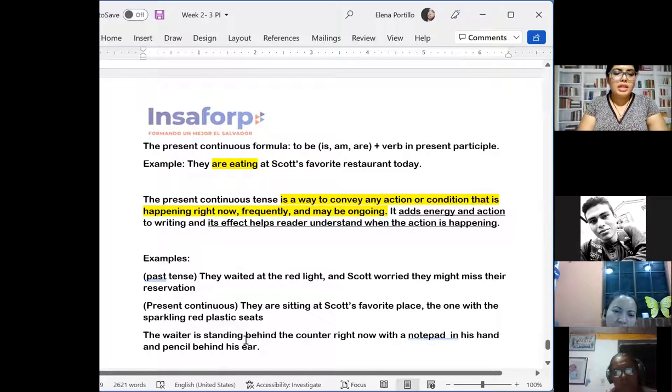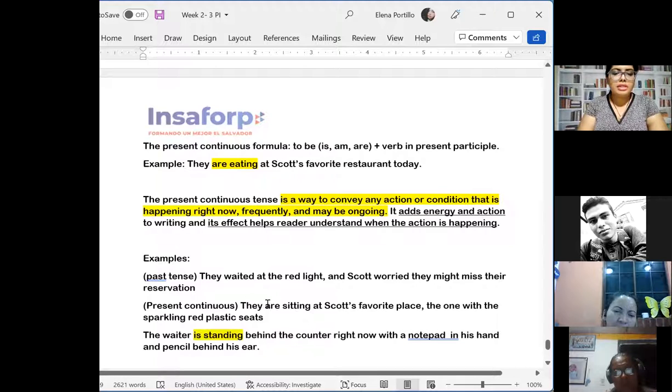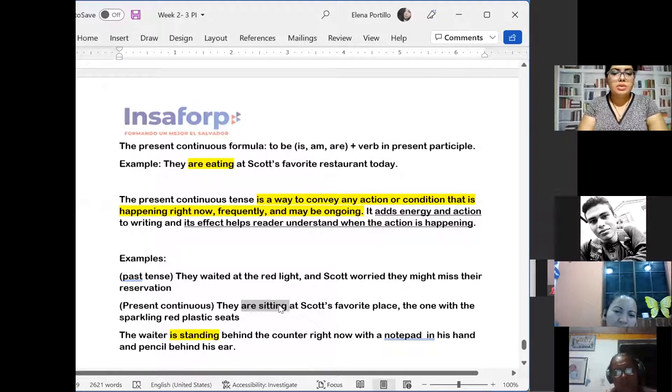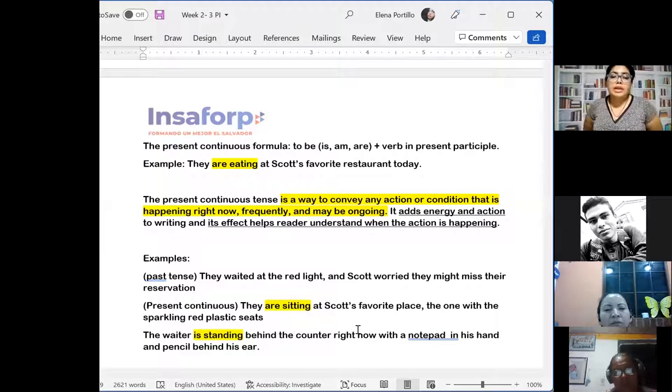So they are sitting in some specific place in the restaurant. And they are waiting because we know that they are waiting. Then the waiter is standing behind the counter right now, and he has a notepad in his hand and a pencil behind his ear. So tenemos dos acciones que están pasando en este momento.